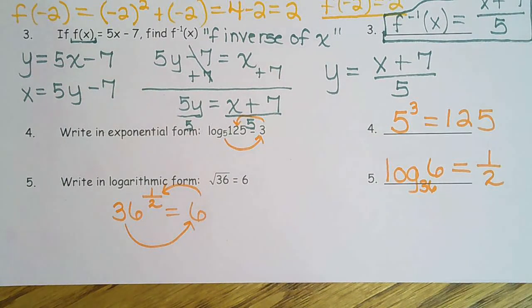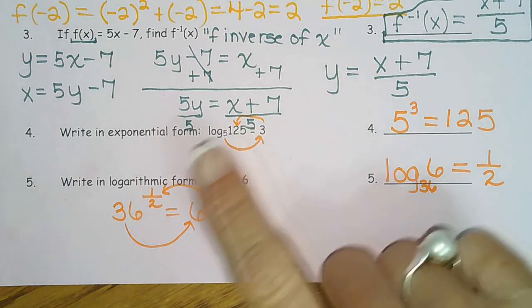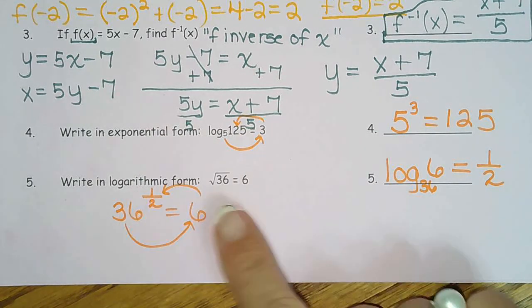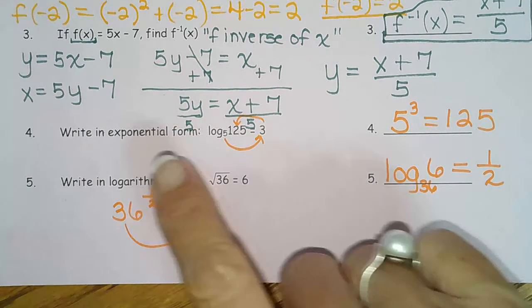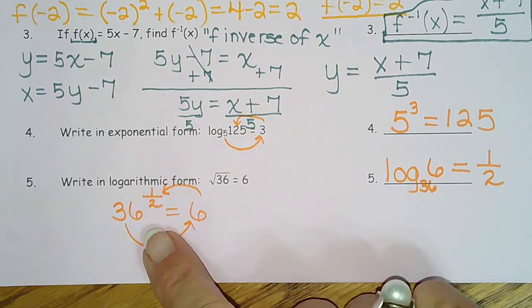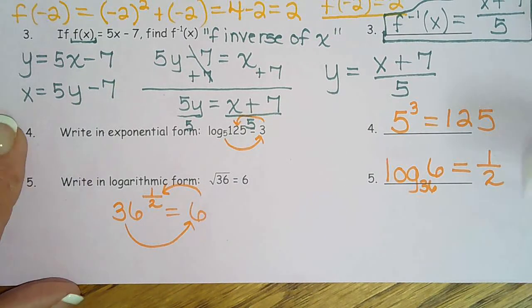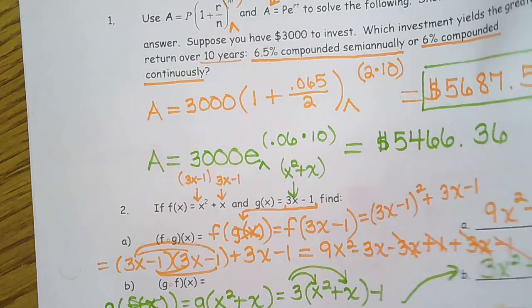So that's how you can verify. You should be able to go from exponential to log form and from log form to exponential form. Oops, I said that backwards. Log form to exponential form and exponential to log. You should be able to go both ways. Okay, let's look at our next page.